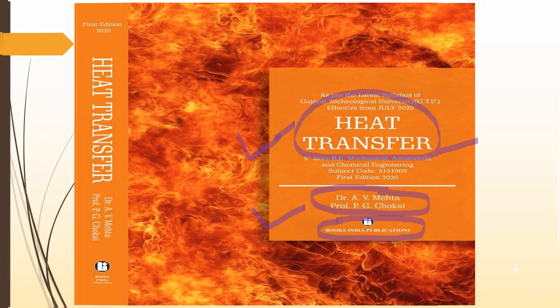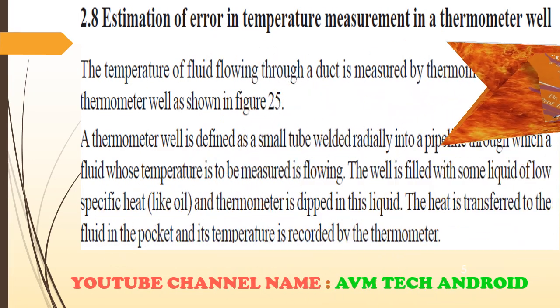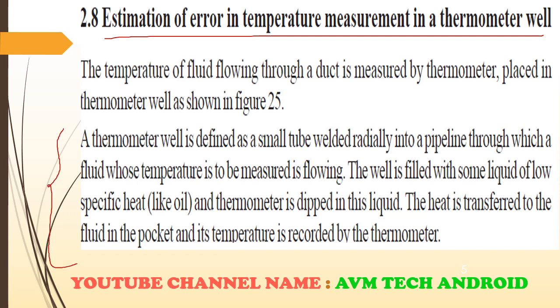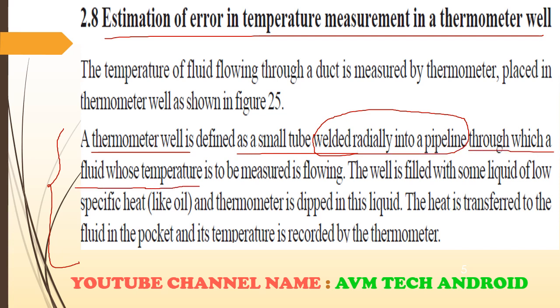So friend, now let us start with the topic we have to discuss, that is estimation of error in the temperature measurement in a thermometer well. First we will discuss what is called a thermometer well. A thermometer well is defined as a small tube welded radially into the pipeline through which a fluid whose temperature is to be measured is flowing.